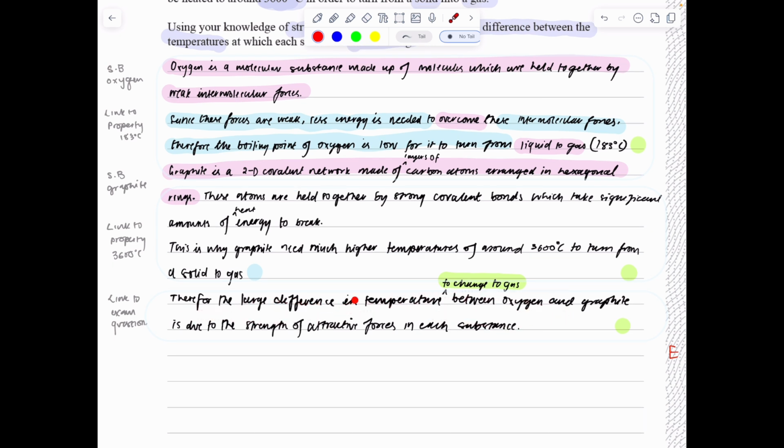Therefore, the large difference in temperature to change to gas or vaporize between oxygen and graphite is due to the strength of the attractive forces in each substance. So the stronger the attractive forces in a substance, the more heat energy is needed to overcome and break those bonds. And you got yourself an excellence if you talked about these points here, all three.